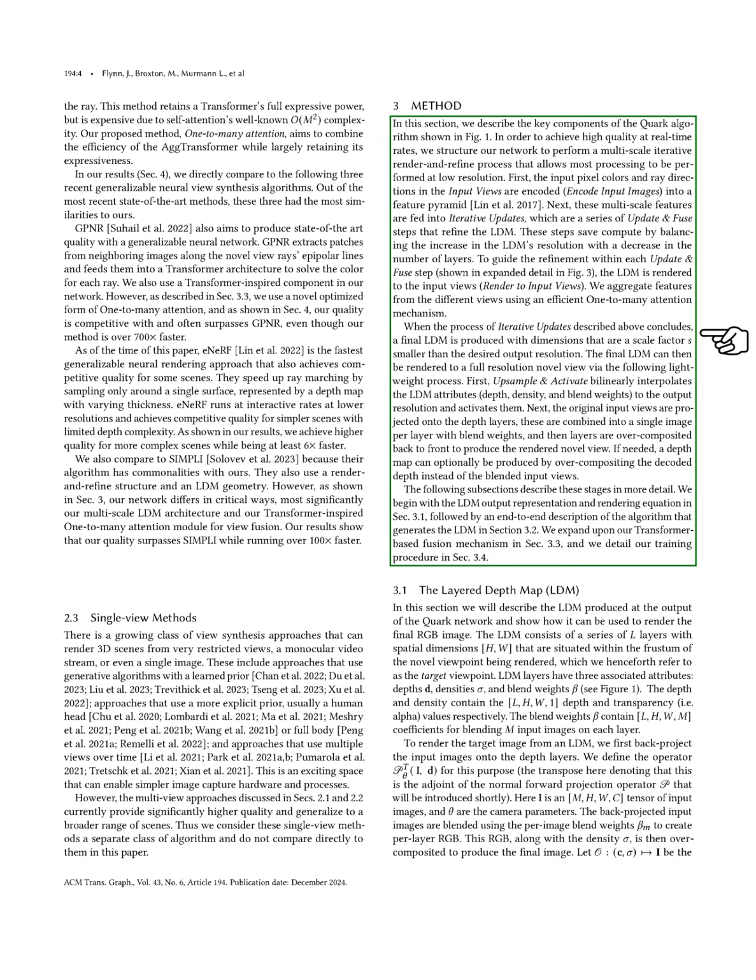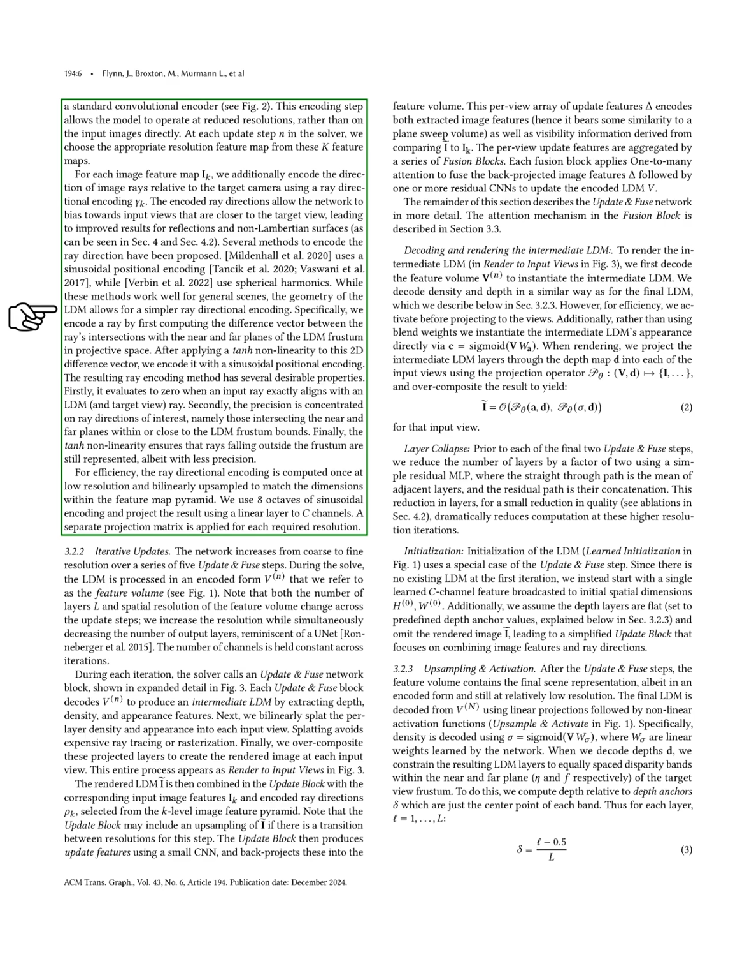Section: Encode input images. In this section, we describe how we encode input images. We begin by converting the input images into low-resolution feature map pyramids, each with levels of 38 by 38, using a standard convolutional encoder. This allows our model to work with reduced resolutions instead of the original images. During each update step, we select the appropriate resolution feature map from these 38 by 38 maps.